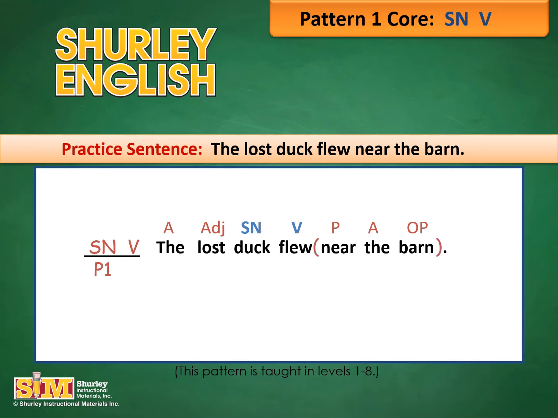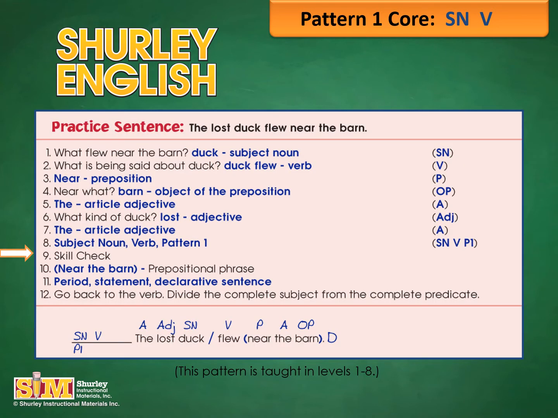Near the barn, prepositional phrase. Period, statement, declarative sentence. Go back to the verb. Divide the complete subject from the complete predicate. Remember that the question and answer flow also includes a skill check that identifies prepositional phrases, labels the kind of sentence, and separates the complete subject from the complete predicate.